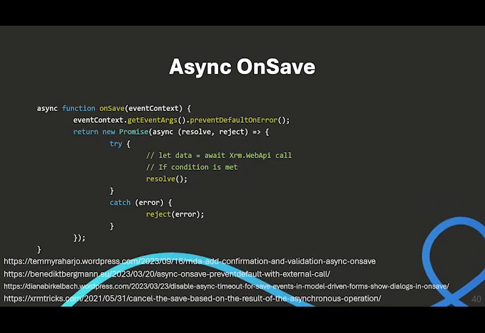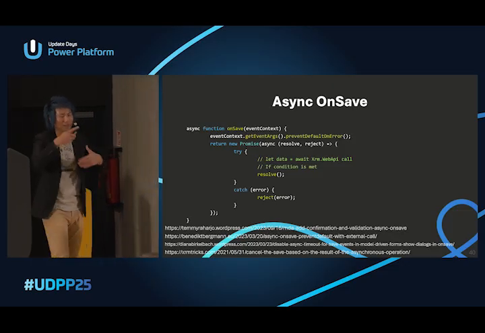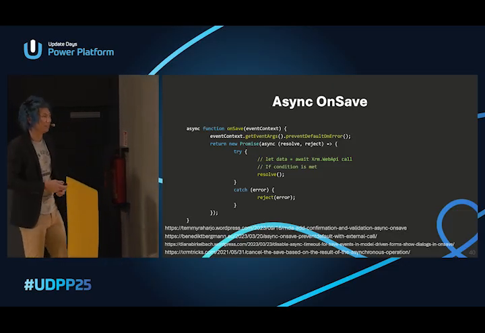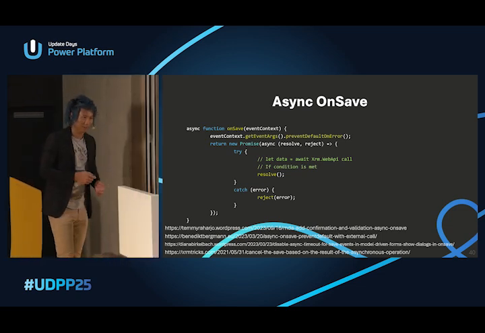Similar concept. So when you want to do some validation on save, you just return a promise, and then you do your asynchronous validation and everything, and then you either resolve or reject to prevent the save. So the saving event will just keep spinning and waiting for 10-second timeouts until you resolve or reject.